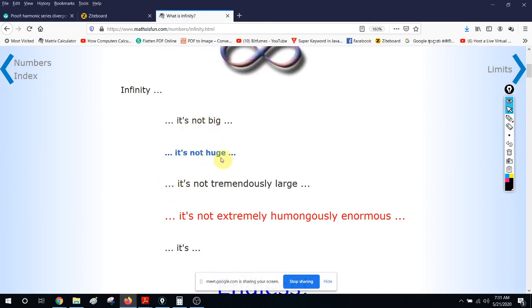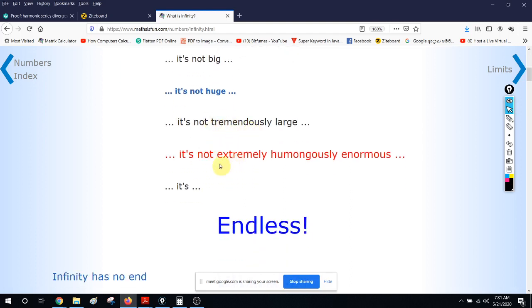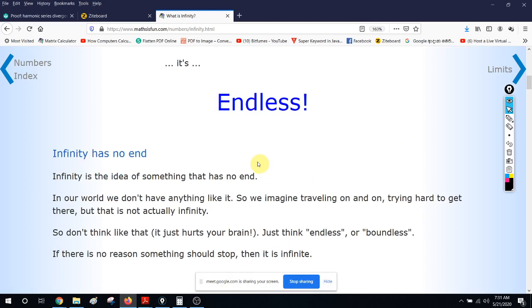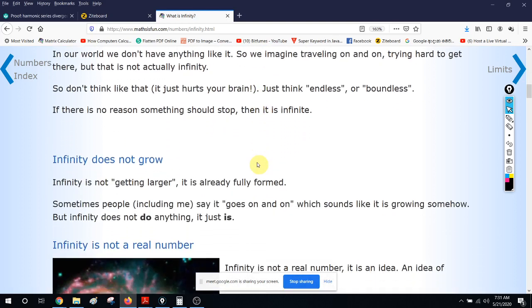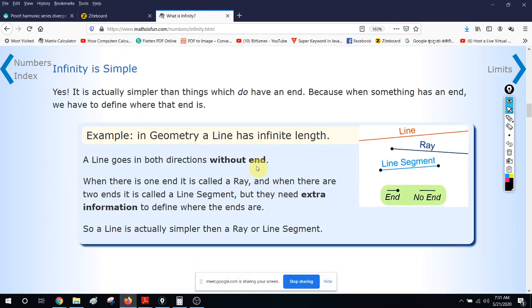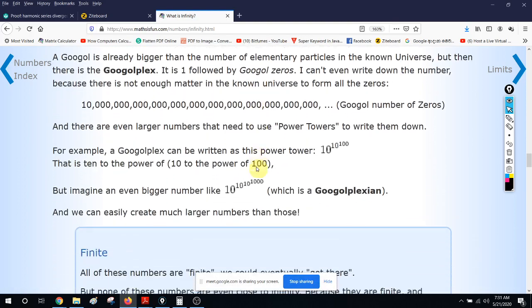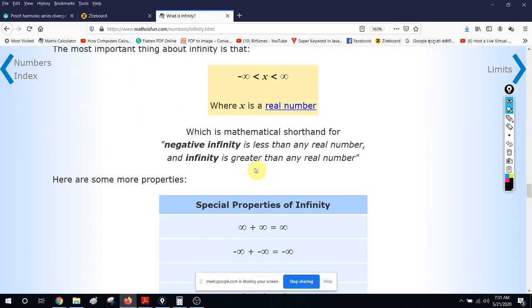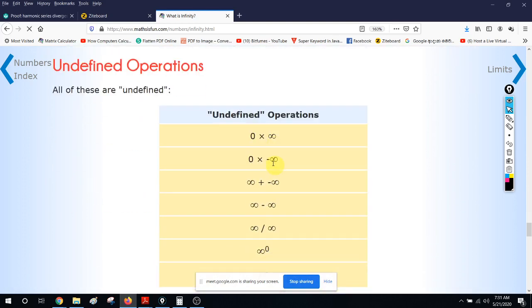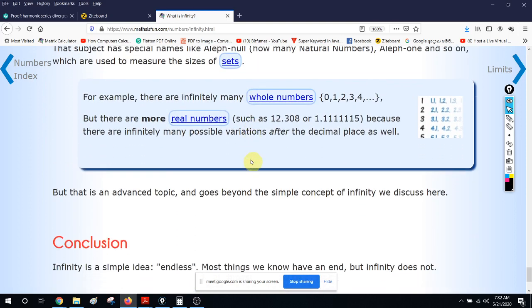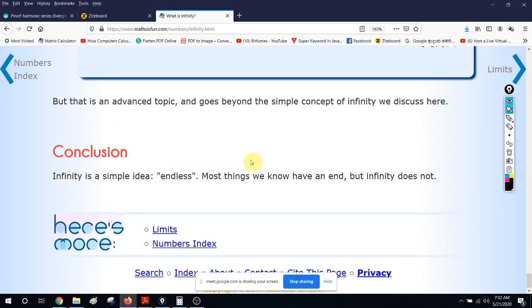It's not big, it's huge. It's not tremendously large, not extremely, not enormous. It's endlessly large, right? So it's very, very, very large. How large? Endlessly large. That is how you understand infinity. It's a concept, actually. You can see the properties of infinity and go through these things in your own time. The best thing is to think of it as a concept.